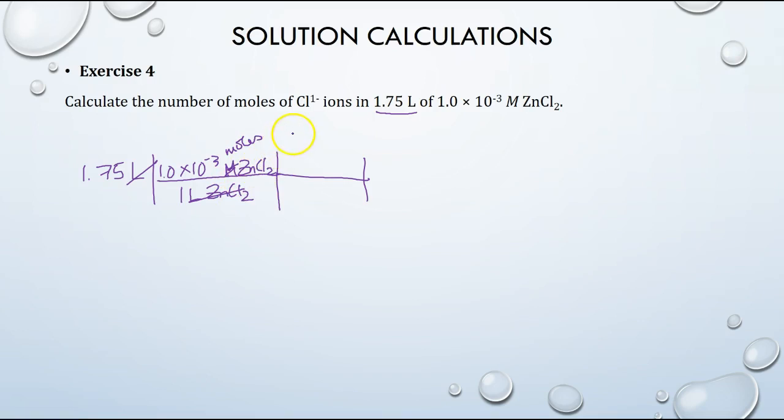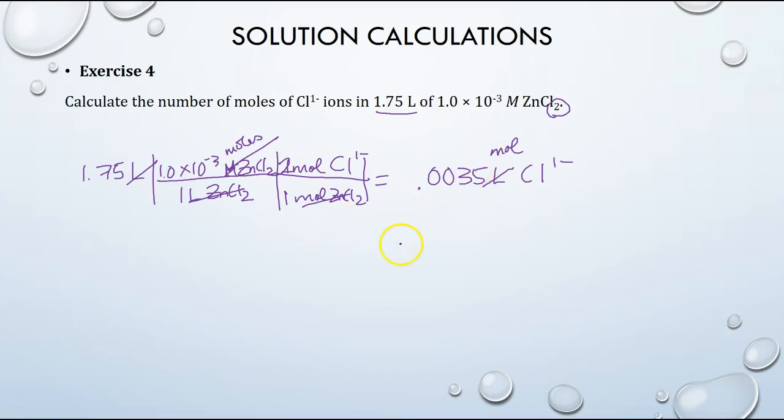Okay, so now we need to know the number of chloride ions in zinc chloride. So there's 2 moles of chloride ions for every 1 mole of ZnCl2. Why? Because there's a 2 right here. This 2 tells me that there are 2 chloride ions. So moles of ZnCl2 are gone, and our answer becomes, hang on, I got to move the page. Our answer becomes 0.0035 liters of Cl1 minus. No, I'm sorry. That's moles. That's not liters. So that's moles of Cl1 minus, and that's our answer.